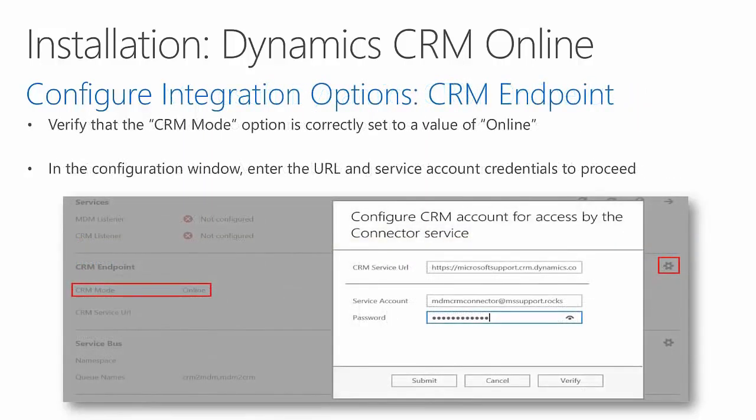With the service account setup complete, the implementer must now log into Microsoft Dynamics Marketing with an administrative user and navigate to the Integration Options page under Settings. The CRM endpoint section must be set to a CRM mode of Online to match the CRM environment that will be synchronized with, and the gear icon within the CRM endpoint section should be clicked to open a new configuration window. This window should be populated with the Dynamics CRM Online URL and the service account credentials, after which they can be verified before submitting the entries.